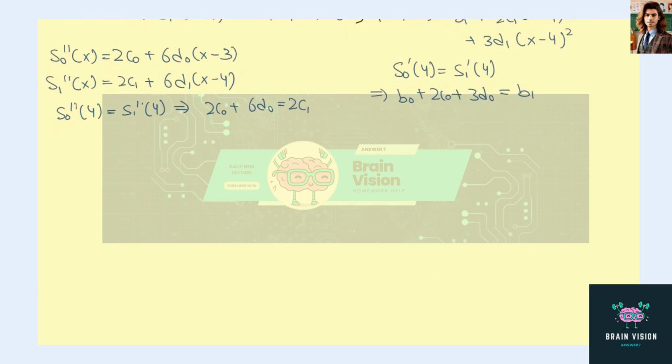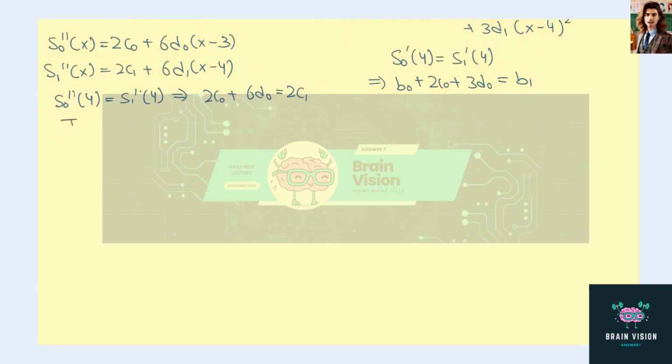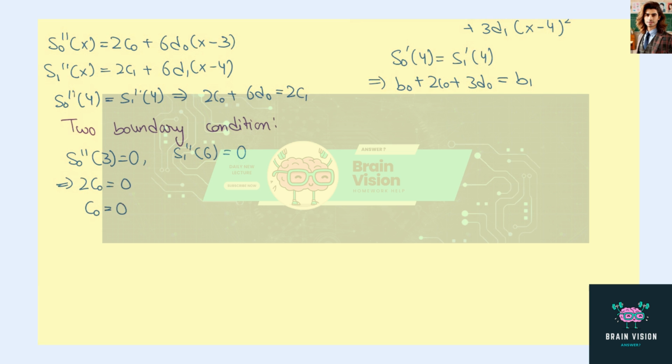From here we have two boundary conditions, which are S0''(3) = 0 and S1''(6) = 0. Since S0''(3) = 0, we can say that 2c0 = 0. This implies that c0 = 0. And then we have 2c1 + 12d1 = 0. From here we have c1 = −6d1.